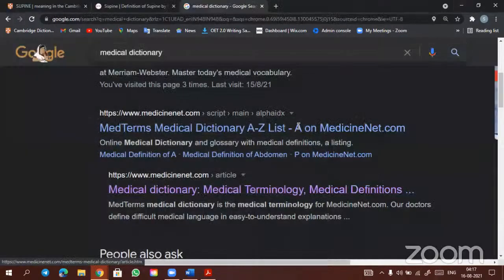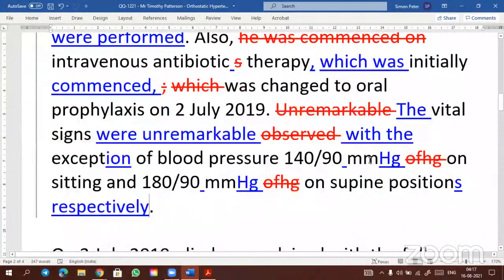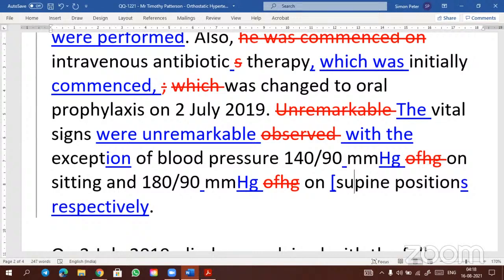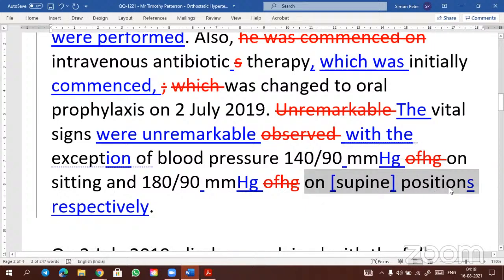Fine. Now I want to ask you one thing. It is very clear here. So forget supine for a moment. On position, in position. On or in sitting position, on sitting position. In position or on position, I want to know.